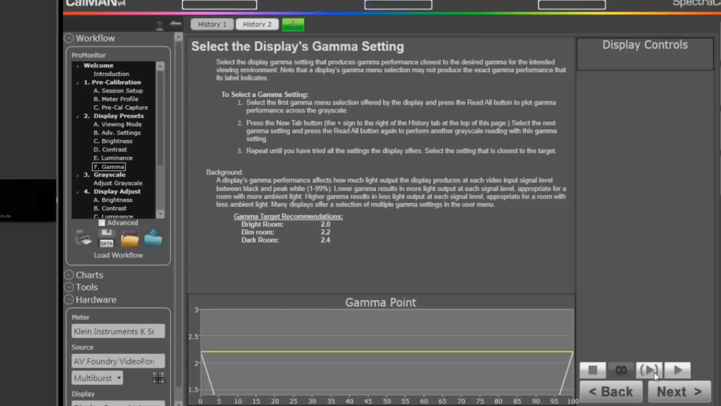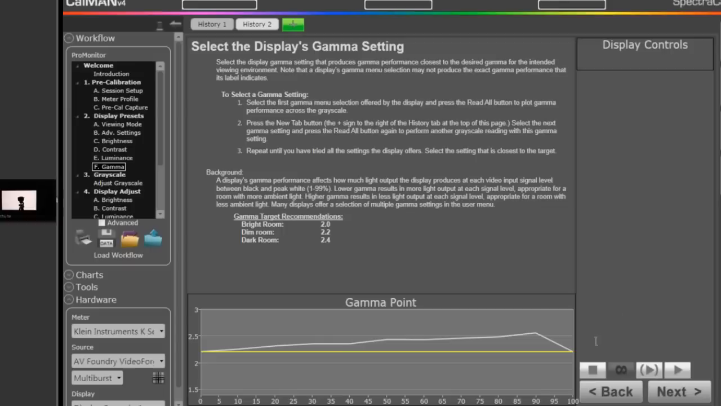If we had 4 or 5 different gamma selections in the display, we can set up different tabs to measure each one of them and then compare them to see which one we want to settle on for a final setting. And we see here that the gamma performance is now just a little bit higher gamma number, which is an opposite relationship to luminance, and so the luminance level is actually a little bit lower at those midpoints because of the higher gamma factor.